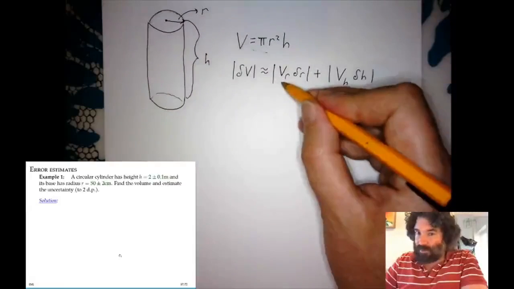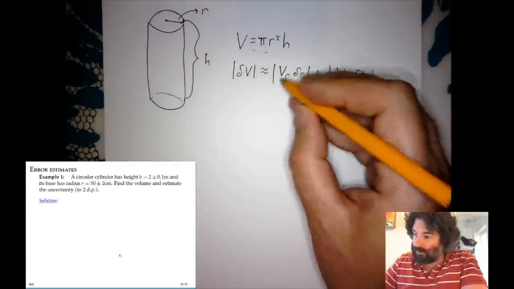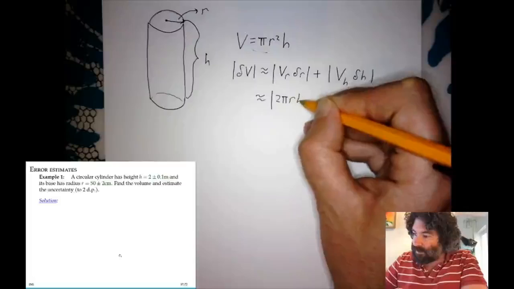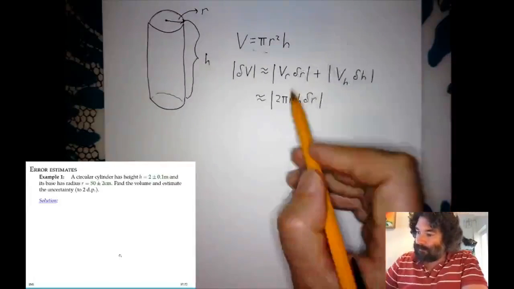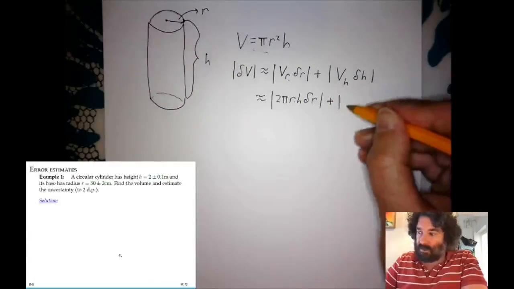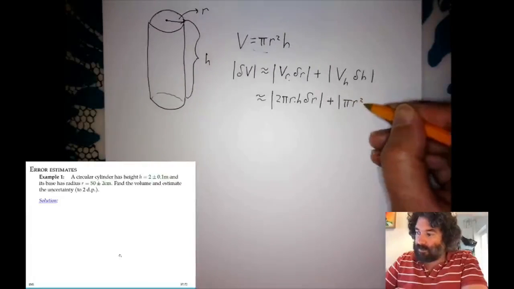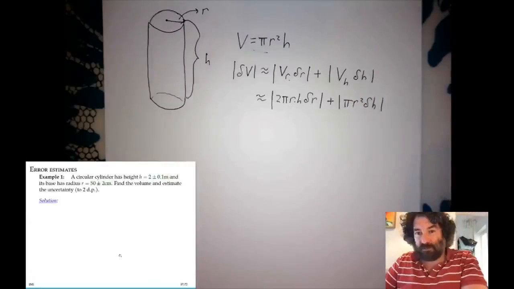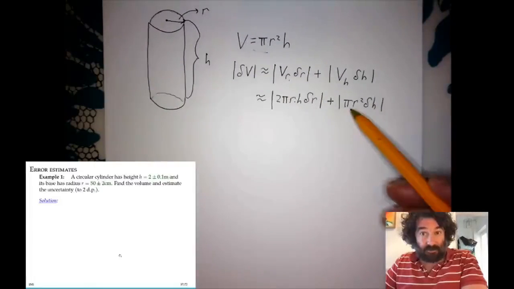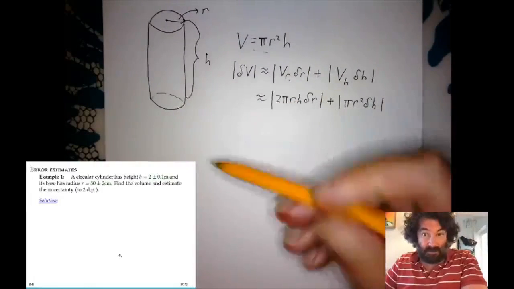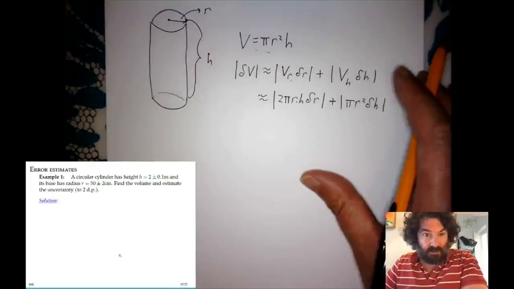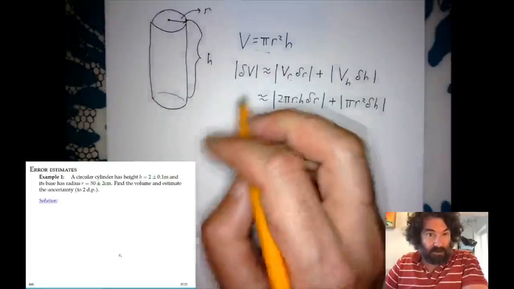Okay, so the partial derivative of v with respect to r is 2 pi r h, times delta r. Put in r. Derivative of v with respect to h is pi r squared, times delta h. Okay, so this is the formula then for v and for the error in v, delta v, and we just need to put in the numbers that are given in the example in order to answer the question, what is the uncertainty? What is the estimate of the error?